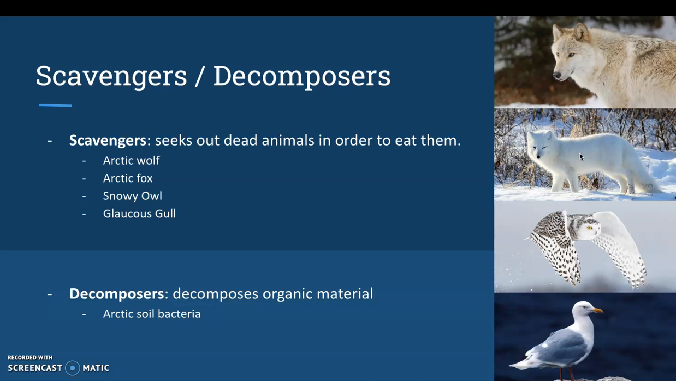Scavengers seek out dead animals in order to eat them. The pictures on the right side are Arctic wolf, Arctic fox, snowy owl, and glaucous gull. They usually follow polar bear kills to eat dead animals that the polar bear killed. There are not many decomposers in the tundra, which decompose the organic materials, but one example is Arctic soil bacteria.